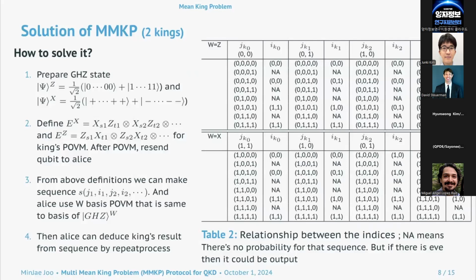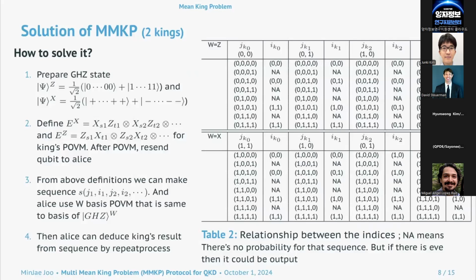Alice then uses the W basis for the POVM measurement, which is the same basis as the GHZ state in the W basis. Final step, Alice can deduce the King's measurement result by repeating this process and analyzing the sequence.